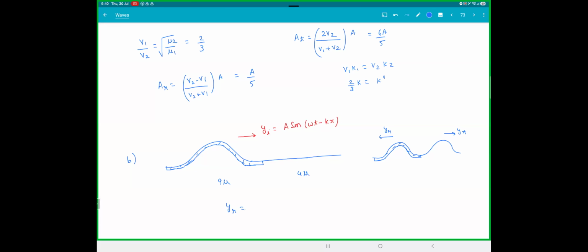So Y reflected will be A by 5. You're going backward, frequency is same, so omega t plus kx because you're going back. Y transmitted is 6A by 5. Yeah, because you're going from heavy to light, the amplitude became really high. Sine omega is same, but you're going forward, minus k dash x, where k dash is 2k by 3.